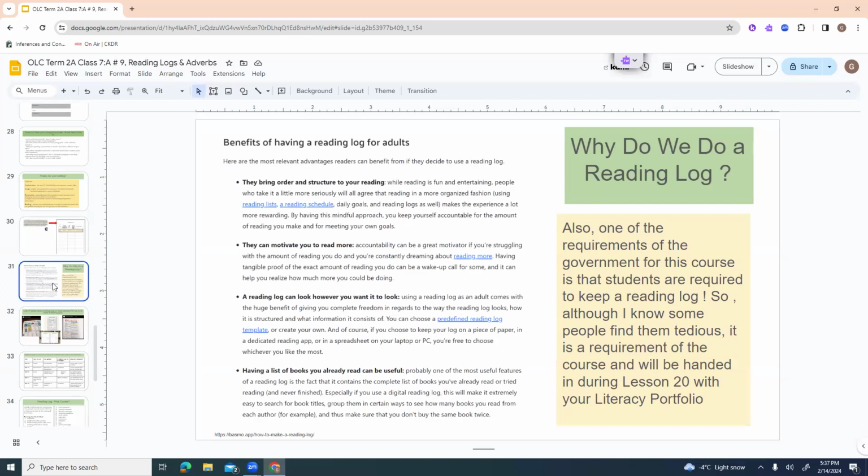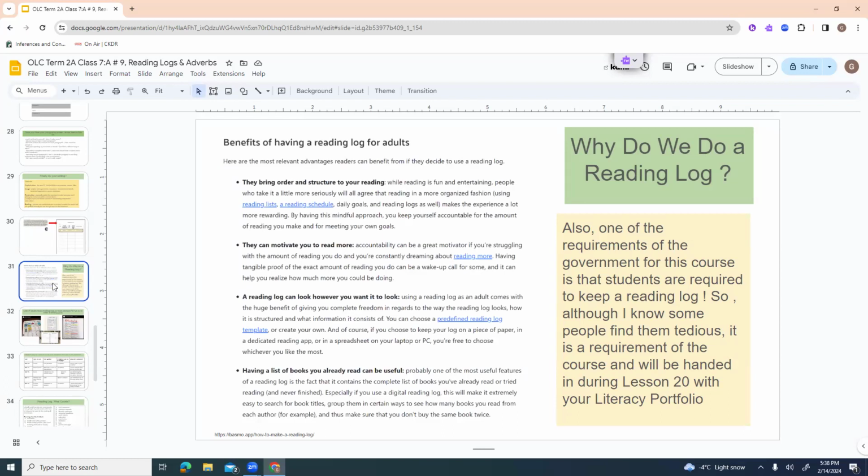It's a form of accountability, and it can be a great motivator if you're struggling with the amount of reading you do and you're constantly dreaming about reading more. Having tangible proof of the exact amount of reading you do can be a wake up call for some, and it can help you to realize how much more you could be doing.